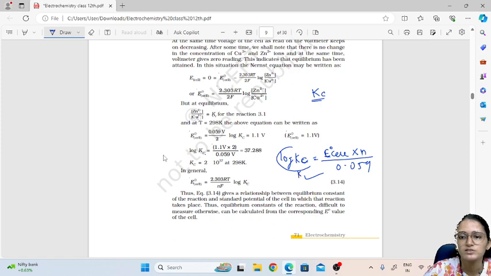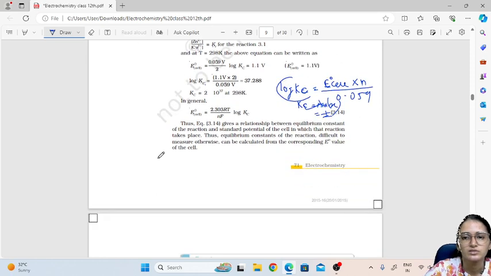But if they ask for just Kc, then whatever value we get here, suppose we get X after calculating, we have to take the antilog of that X to get the Kc value. So this is the formula. One more formula is there to find Kc, which is this. But with this one you have to solve every constant over here, so better to use this formula. Both formulas give the same result, but this is simpler because here we have directly calculated the constant values and put 0.059 and E naught of cell into N.